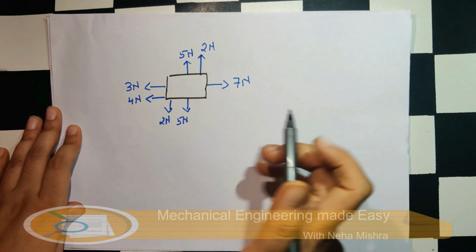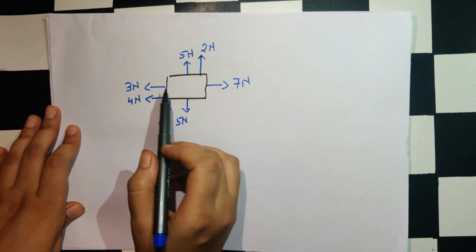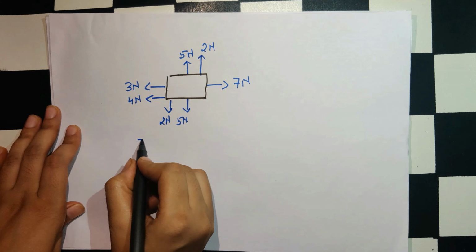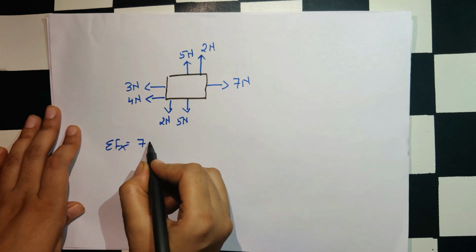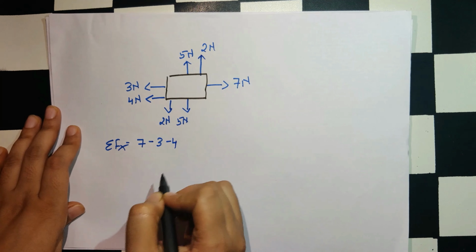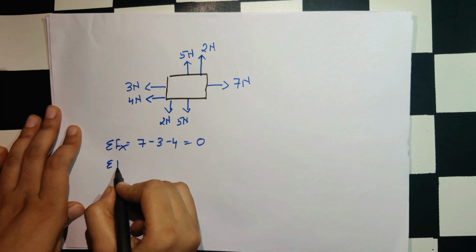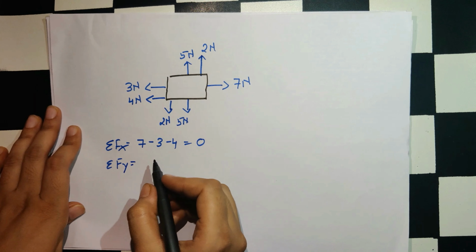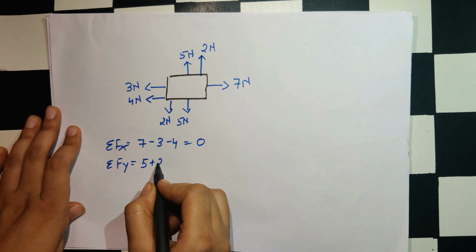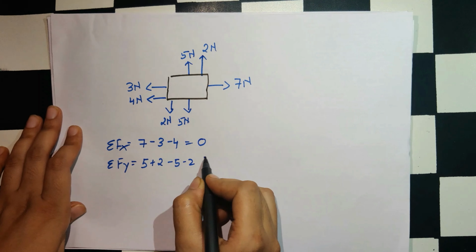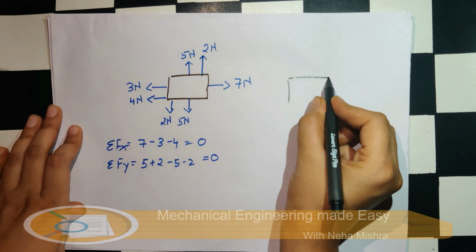So see here what is happening. If we take the summation Fx, what will it be? Yes, summation Fx will be 7 minus 3 minus 4, and how much will it be? 0. Again, if we take summation Fy, how much will it be? Yes, 5 plus 2 minus 5 minus 2. Again it has to be 0. Let us take one more example.